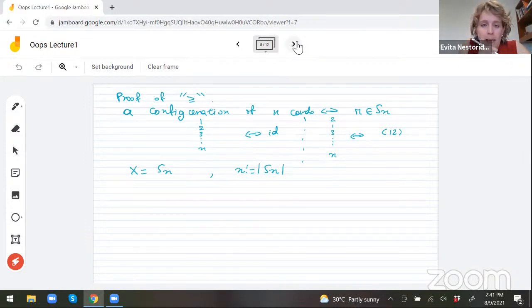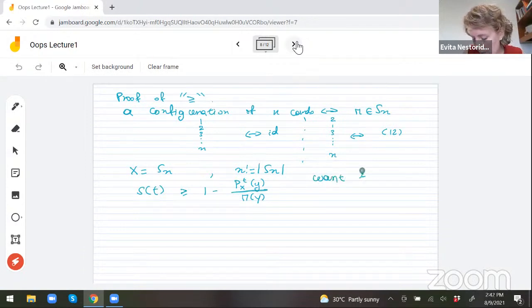And so now we want to choose appropriate initial and ending configurations so that we bound the separation distance from below. So again, we want to choose x and y appropriately.